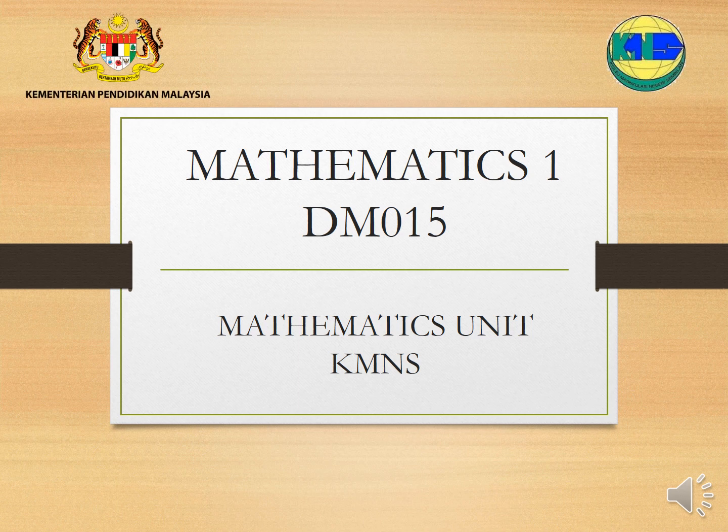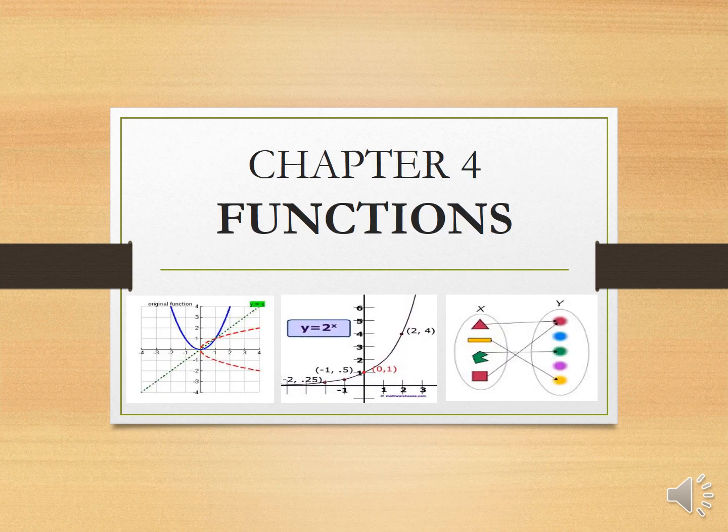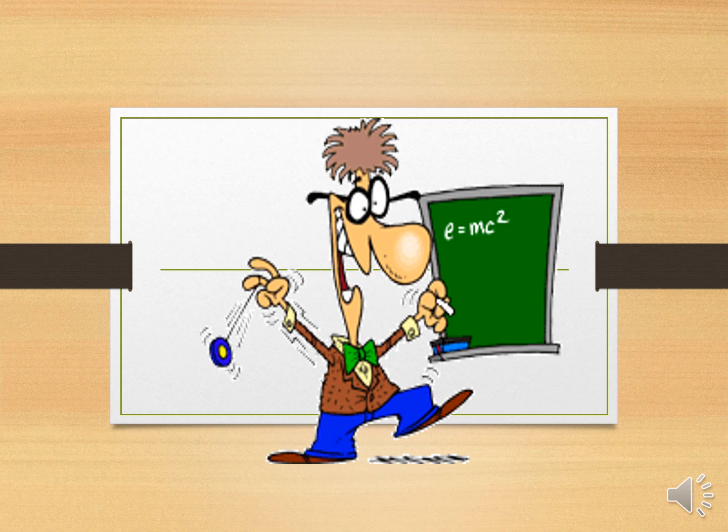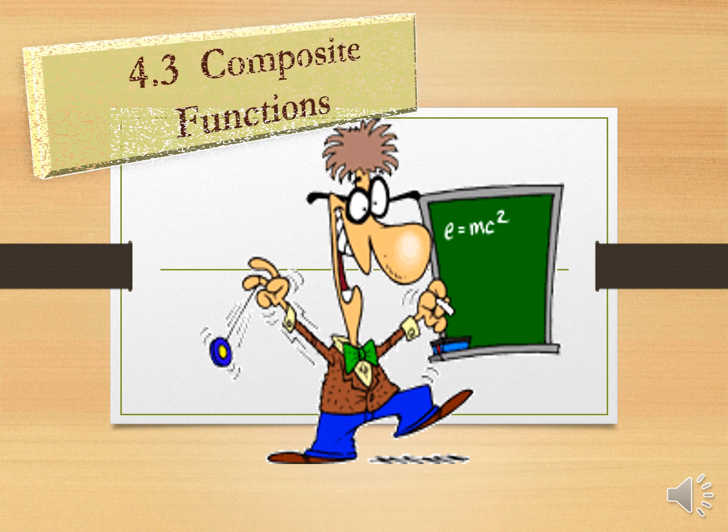Mathematics 1 DM015 Mathematics Unit KMNS. Chapter 4 Functions. In this chapter, we have 4 subtopics and we will discuss 4.3 Composite Functions.